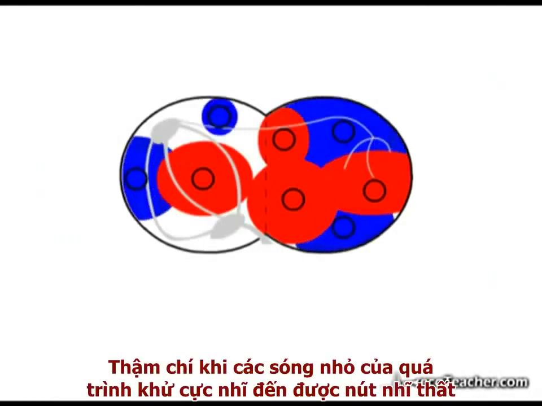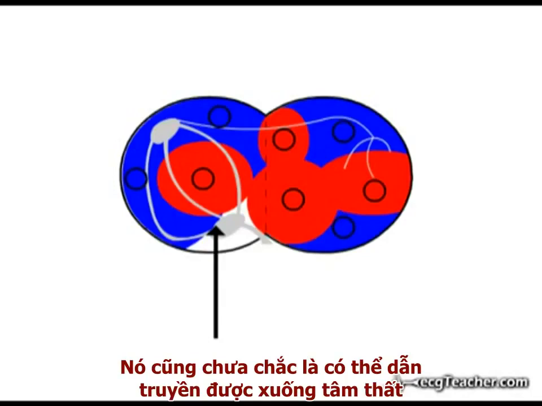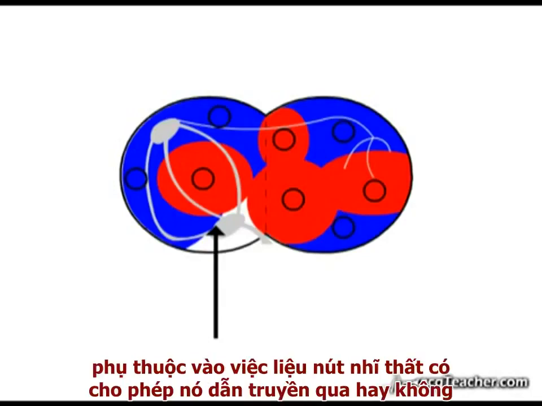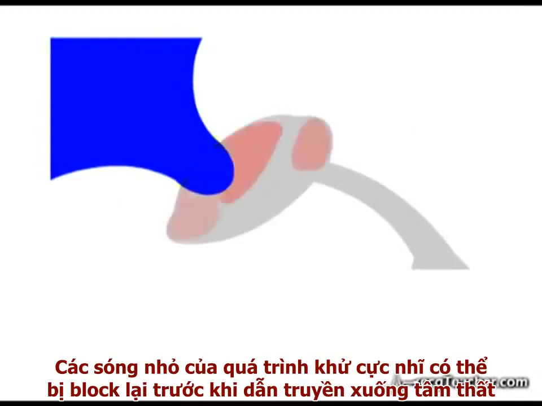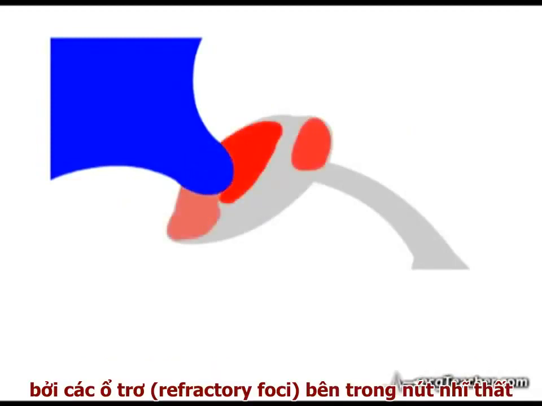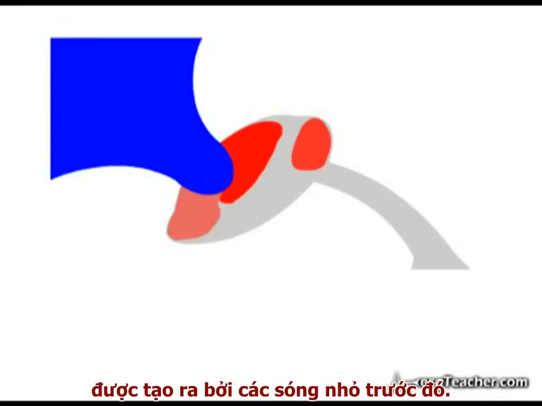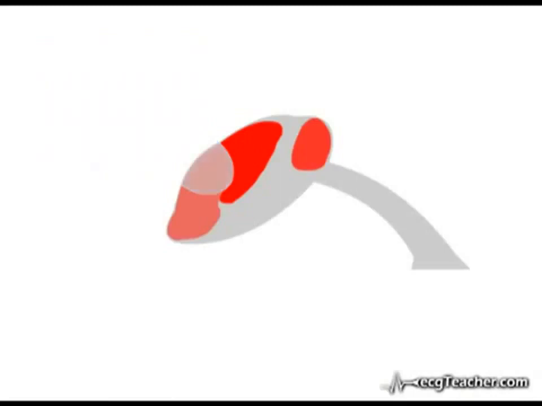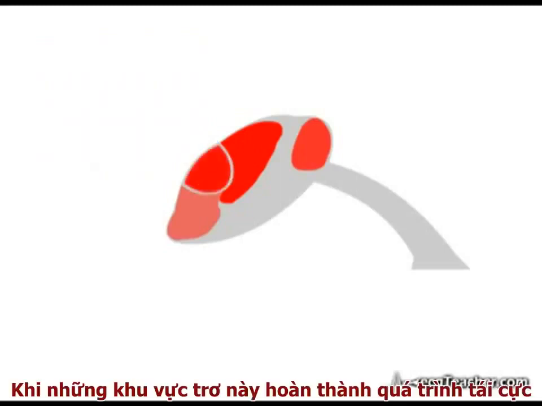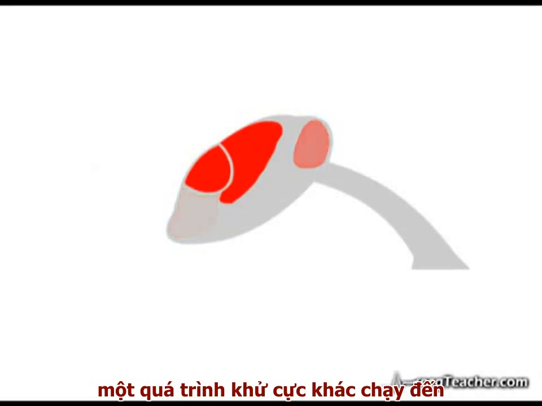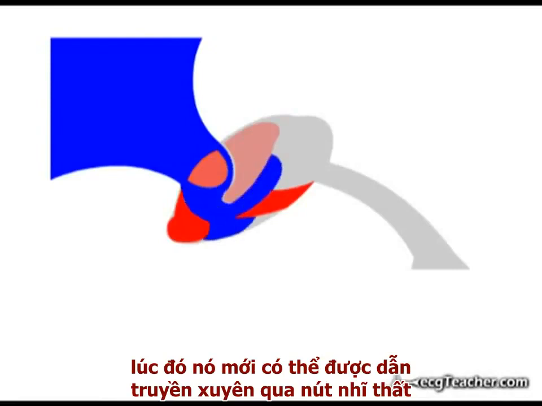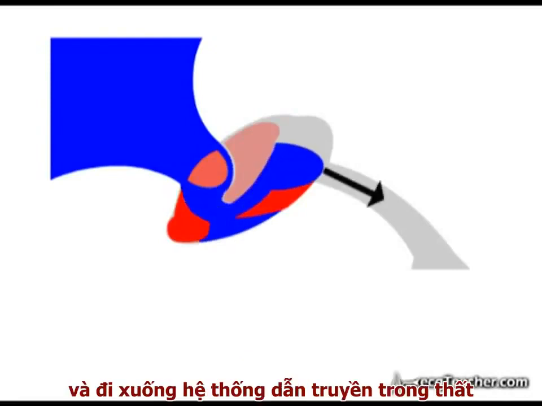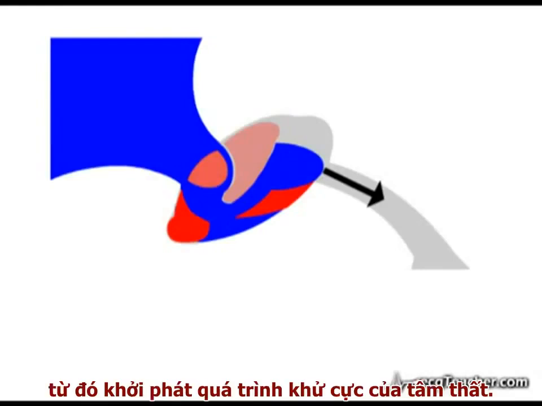Even if a depolarization wavelet reaches the AV node, it may or may not be transmitted into the ventricles, depending on whether the node is permissive or refractory to transmission. Within the AV node, the depolarization wavelet may be blocked in its journey to the ventricles by intranodal refractory foci generated by previous wavelets. As these refractory regions complete repolarization, a depolarization event arriving at the same point, at a slightly different time however, may manage to negotiate its way through the node and discharge into the ventricular conducting system, triggering ventricular depolarization.